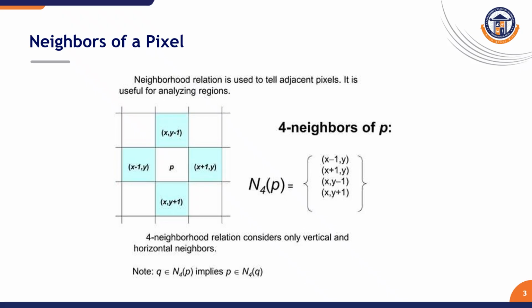So here the neighborhood relation is used to tell adjacent pixels. It is used for analyzing regions. So the four neighbors of a pixel are represented by n4 of p, that is x minus 1 comma y, x plus 1 comma y, x comma y minus 1 and x comma y plus 1. The horizontal and vertical neighbors of a pixel can be represented as the four neighborhood relation. It implies n4 of p or n4 of q.